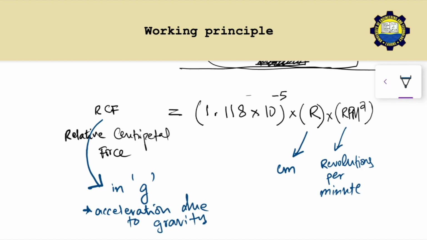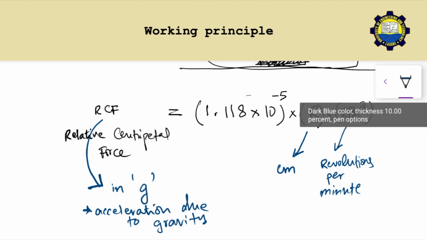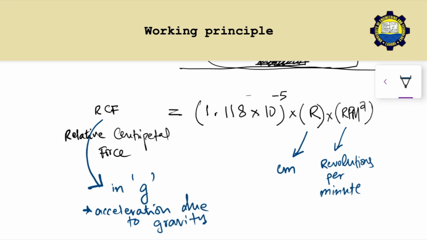So with low viscosity, which means you are less resistant to flow, particles are able to flow better, and they sediment quicker and at a lower spinning speed. So you wouldn't need very high spinning speeds. You wouldn't need very high revolutions per minute.